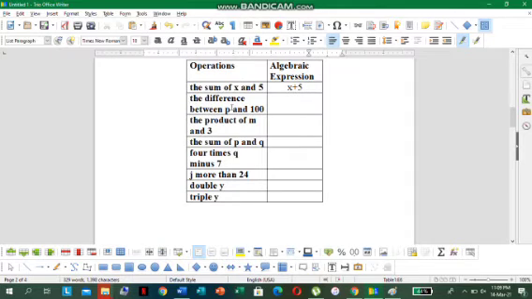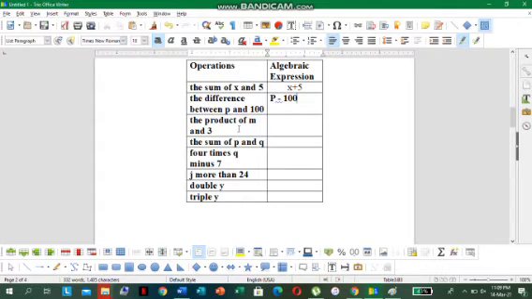So they said now the difference between p and 100. We have to know these mathematical terms. Difference in mathematics means to what? Subtract. So it would be written like this then: p minus 100, because the operation says the difference between p and 100. So the difference between p and 100, written as an algebraic expression, would be p minus 100.